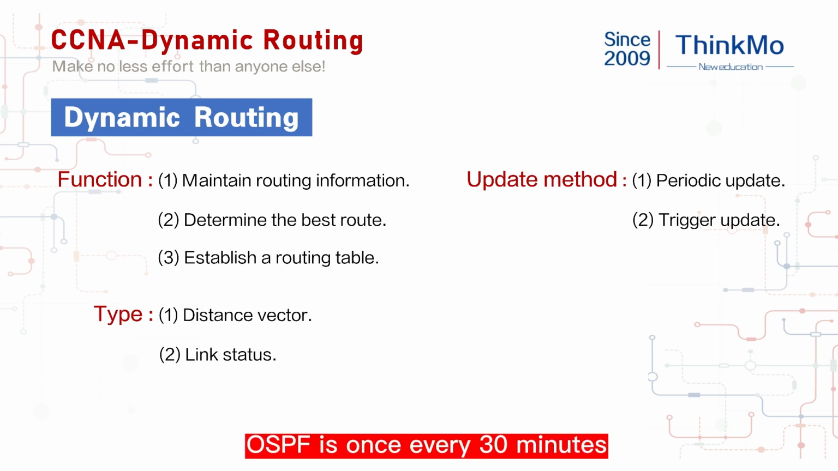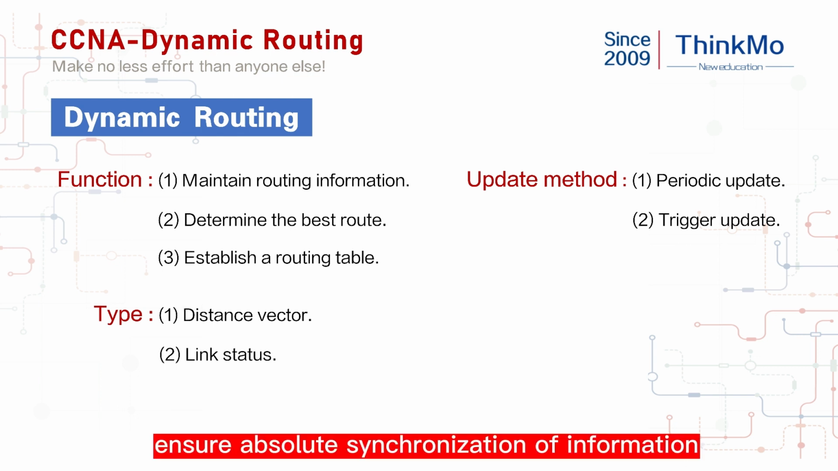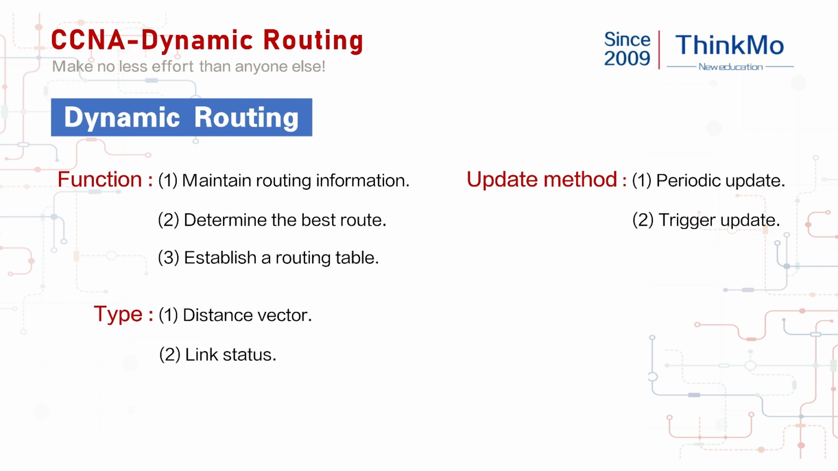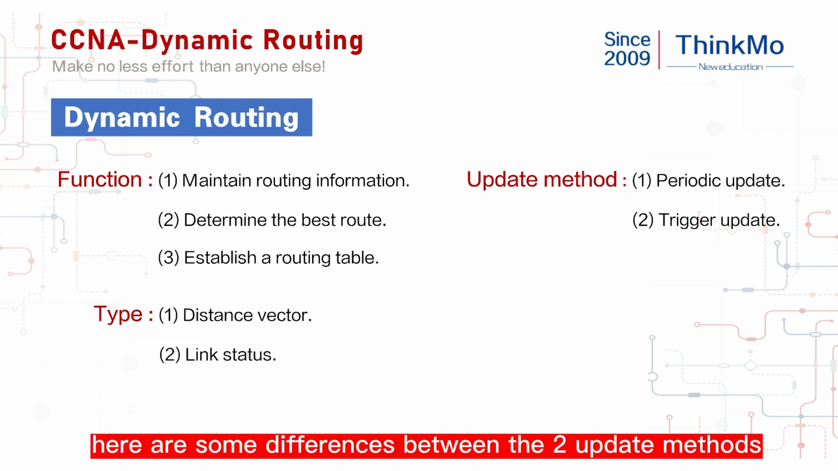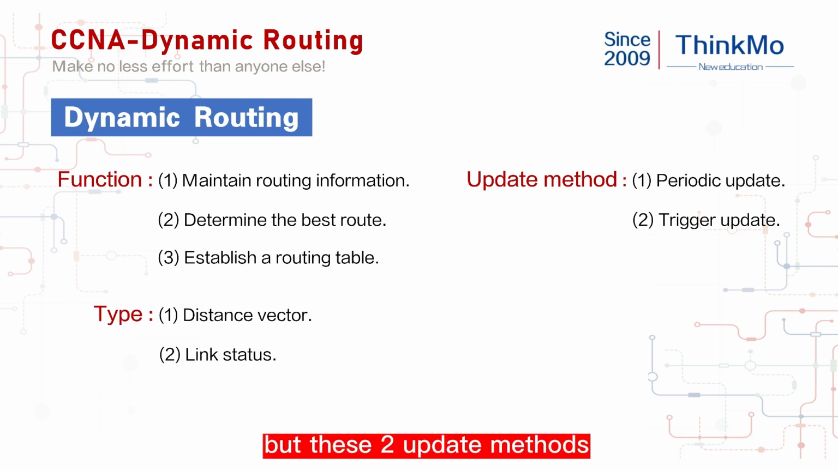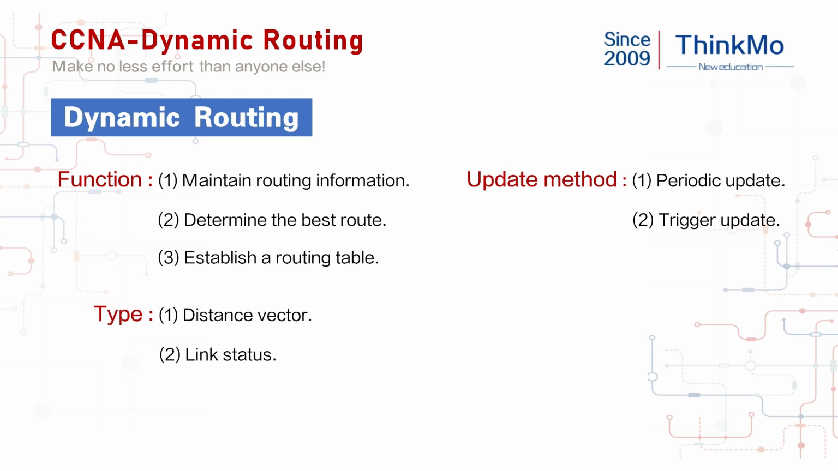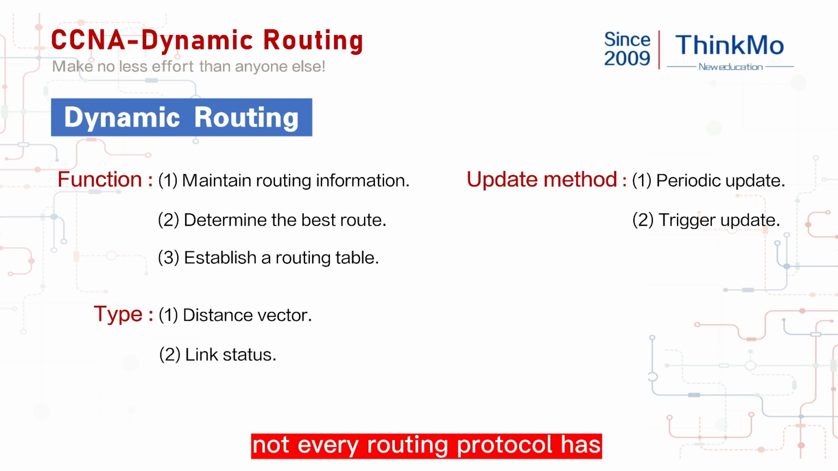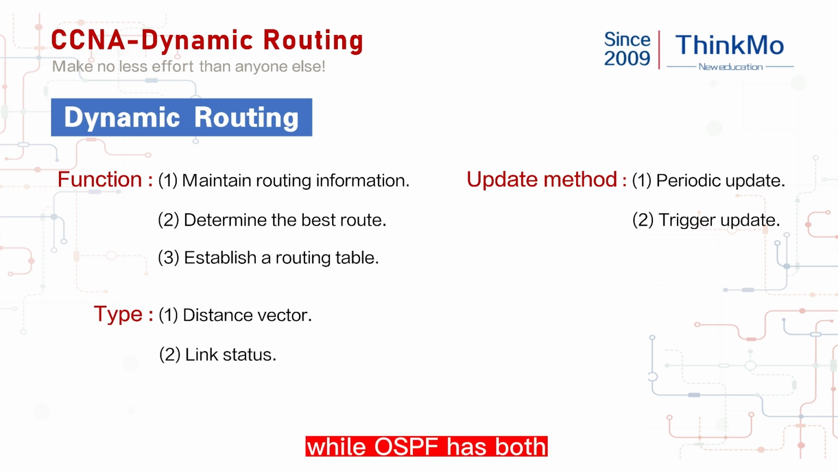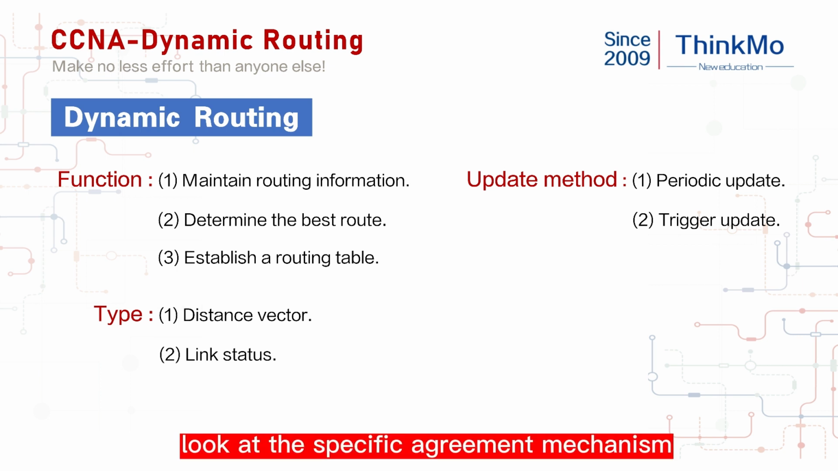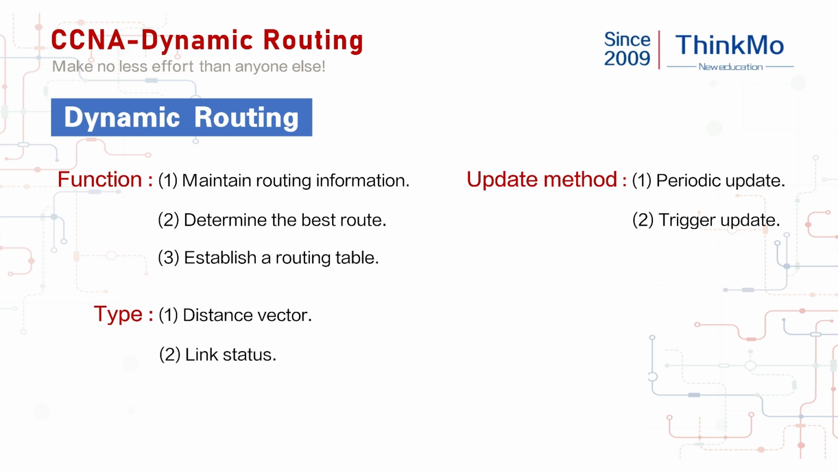OSPF does it once every 30 minutes, ensuring absolute synchronization of information between devices. Here are some differences between the two update methods. But not every routing protocol has both. Just like EIGRP only has triggered updates, while OSPF has both. Let's look at the specific protocol mechanisms.